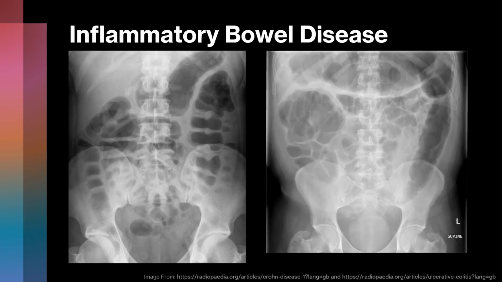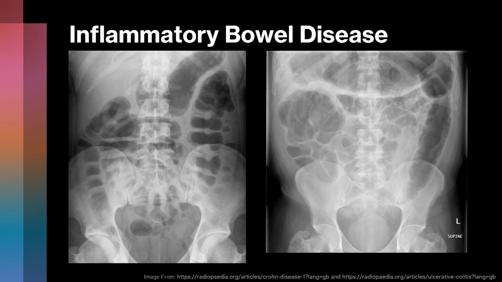We can then move on to our inflammatory bowel diseases. So you can see an example of Crohn's disease on the left and ulcerative colitis on the right. Once again, these are going to be relatively difficult to distinguish based on abdominal radiographs alone. So you will commonly want further imaging, potentially a CT, to fully assess these.